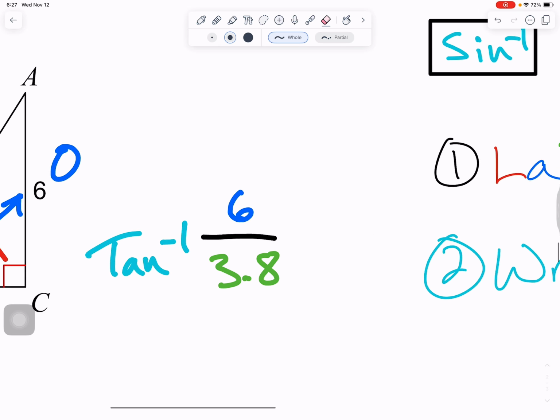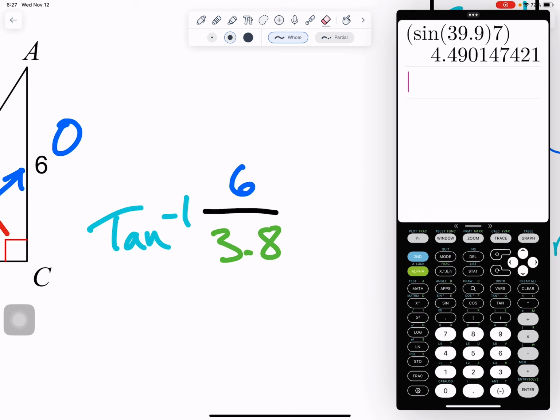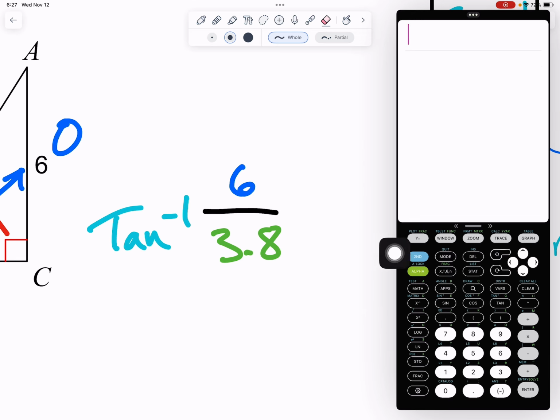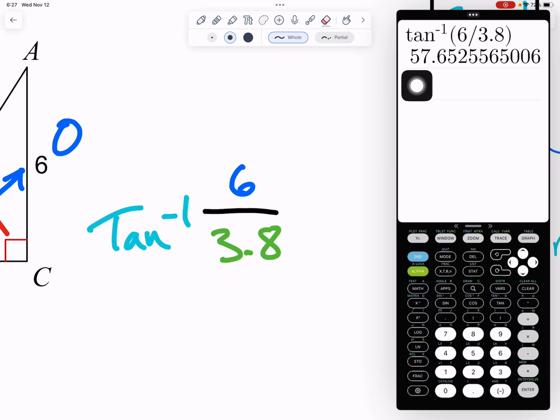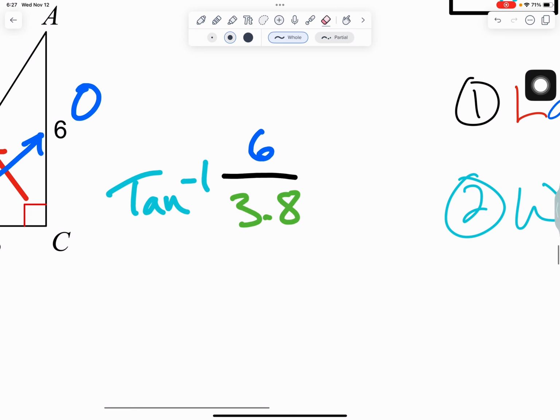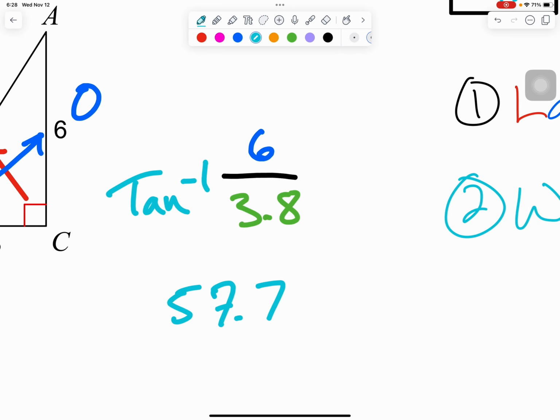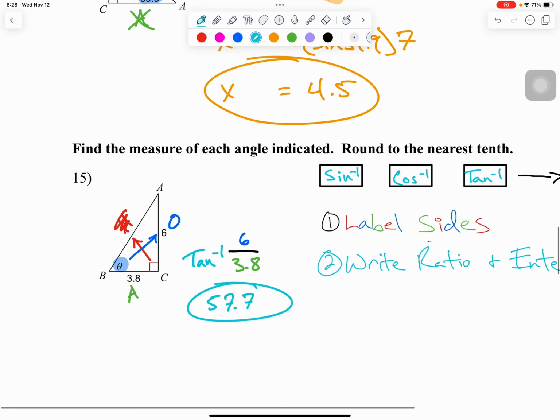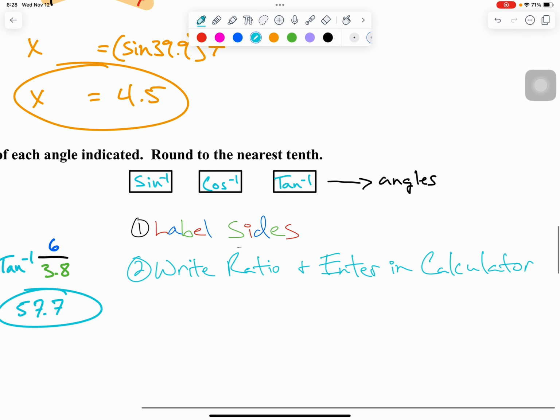Now, in our calculator, we just simply, let me clear that off, hit second. That will get you all of your inverse. And I can't zoom in there, but right above our tan is that tan minus 1 in that aqua blue. Goodness, hit 6, hit divided, put in our 3.8, hit enter, 57.65. We'll call it 57.7 with the roundup. And we will circle our answer. Use this again for angles, guys.